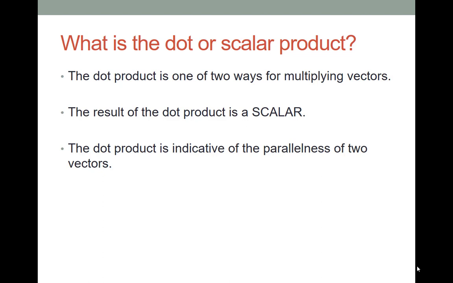The dot product in a lot of ways is indicative of how parallel two vectors are to each other. Now you may be wondering, why is it called a dot product? That's because of the notation that is used. If I want to take the dot product or the scalar product of two vectors, I write the first vector, put a dot in between, and the second vector. So this is A dot B.